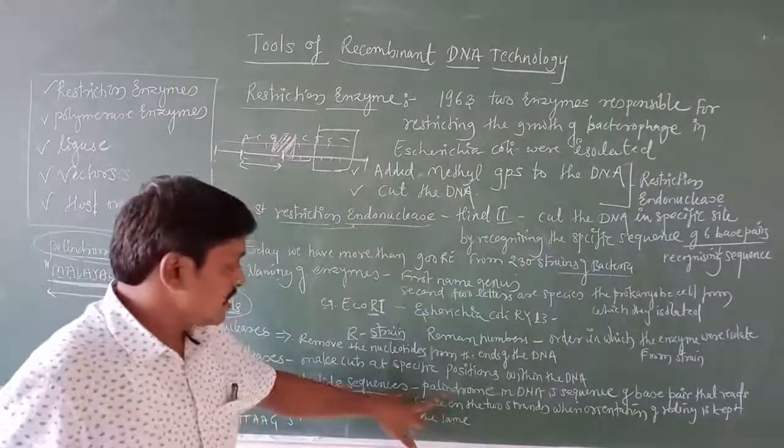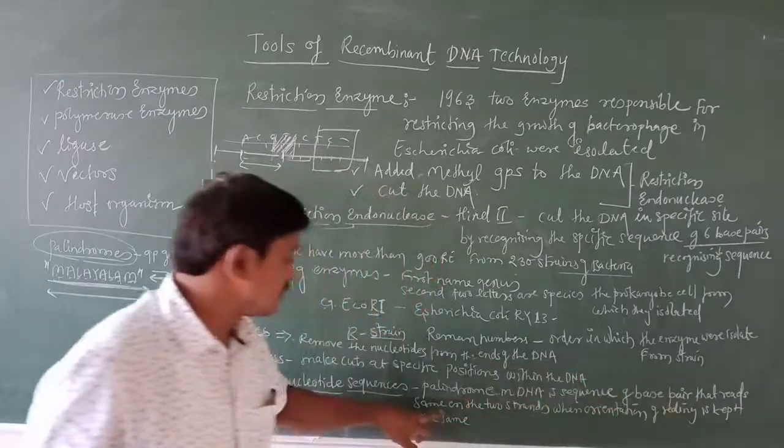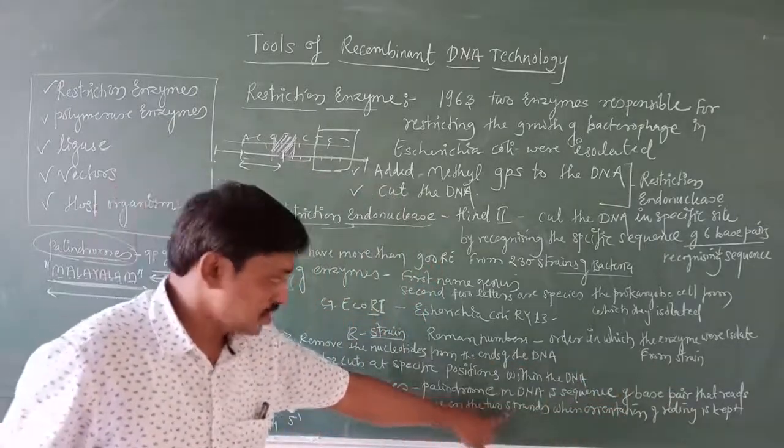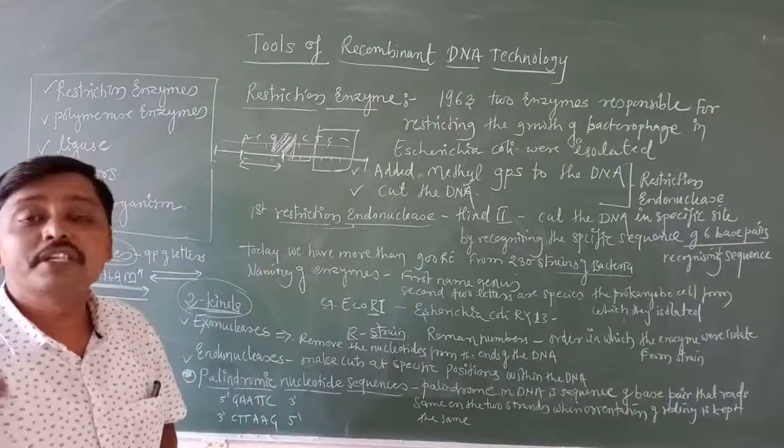I should read here. First, a palindrome in the DNA is a sequence of base pairs that reads the same on the two strands when the orientation of reading is kept the same.